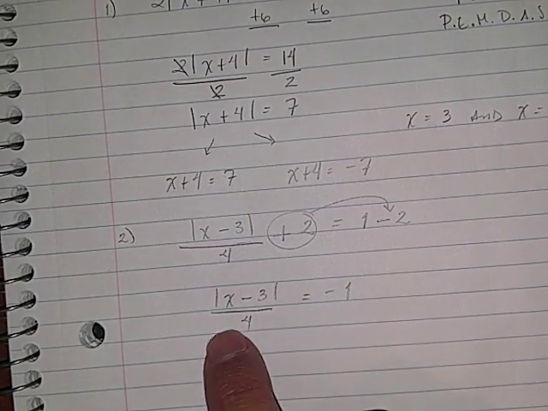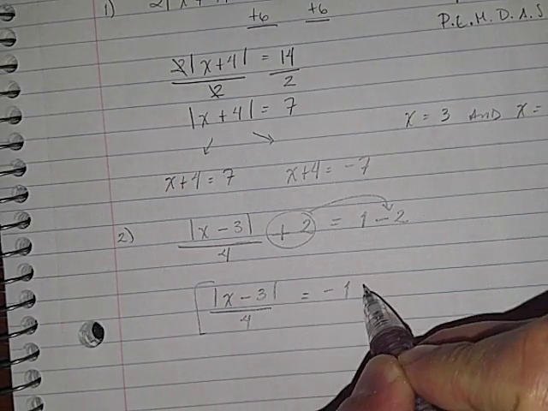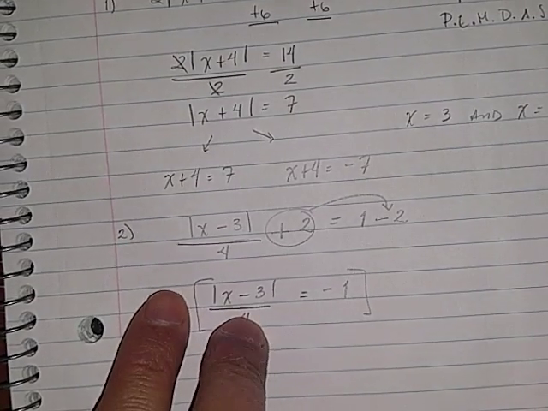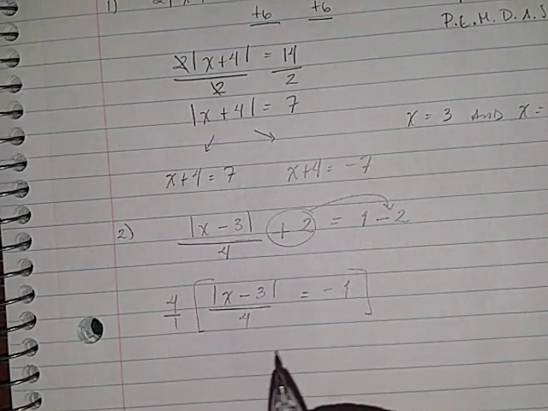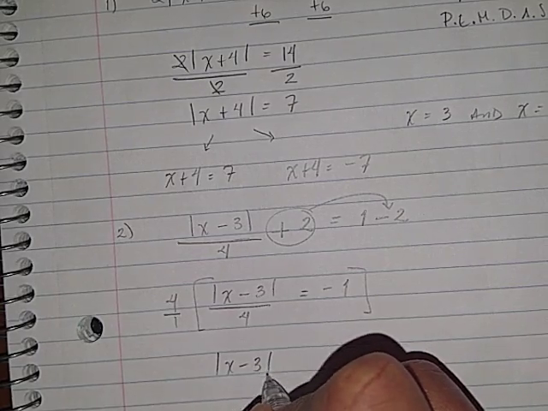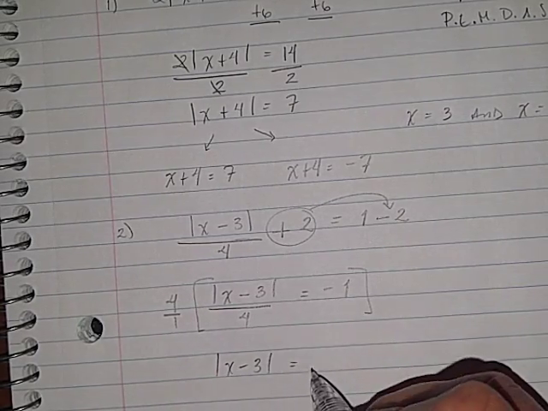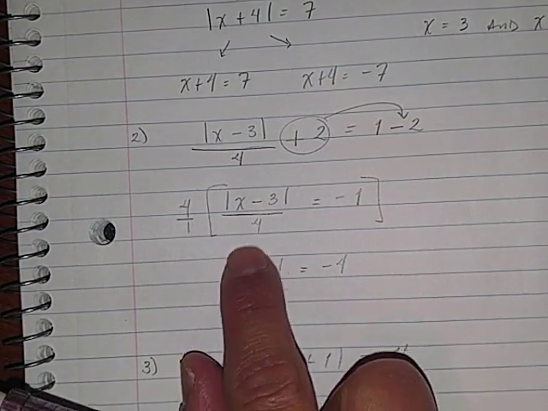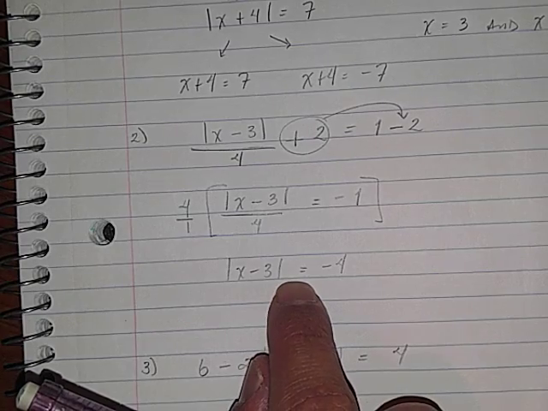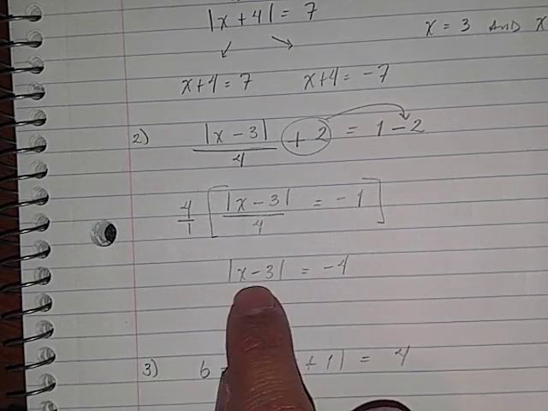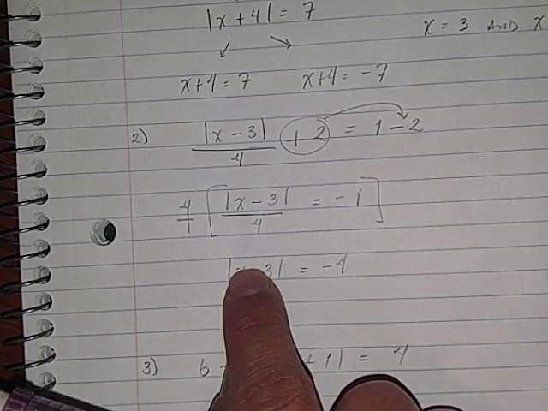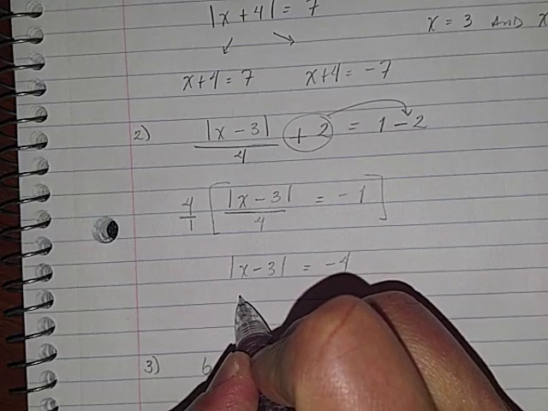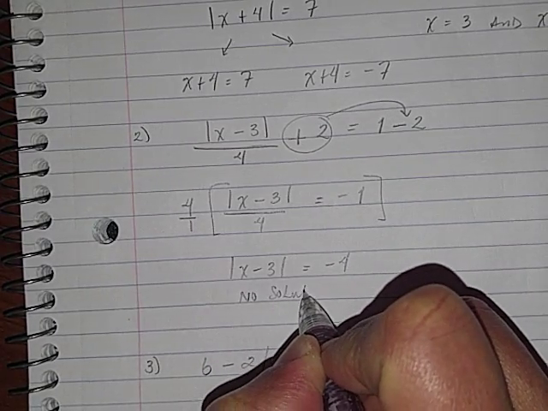Well, how do you get rid of this fraction? Let's multiply the whole thing by 4. You notice the fraction is going to simplify itself out. You're going to be left with the absolute value of x minus 3 is equal to 4 times negative 1, which is negative 4. Now, this one is a bit of a trick question. The absolute value of anything will never be negative. Anything inside here, once we take the absolute value, is always going to become a positive. So the answer is there's no solution.